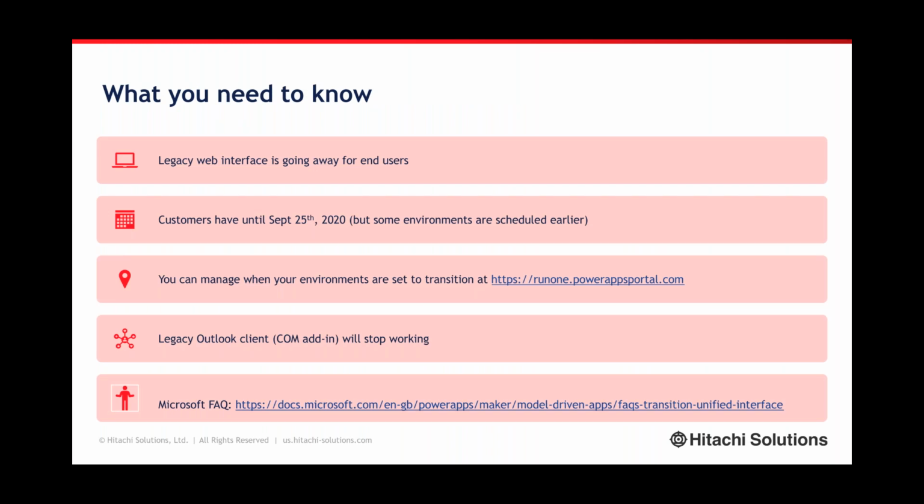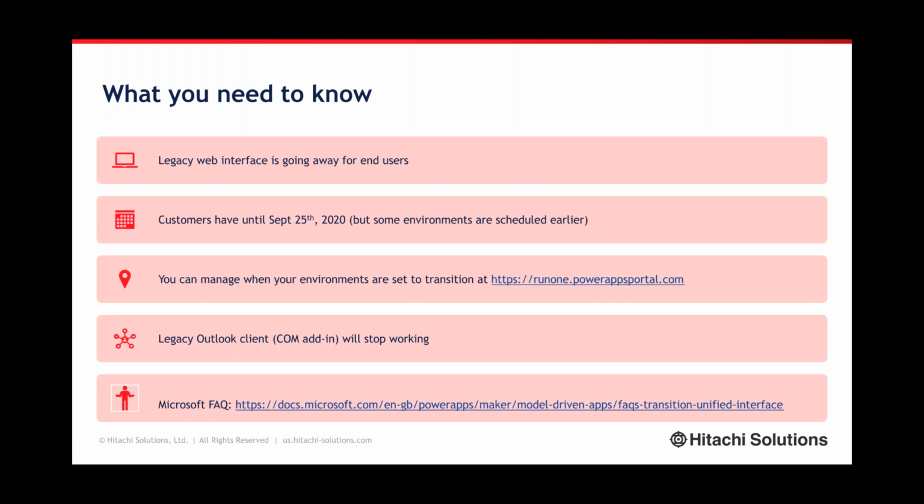Number one, legacy web interface is going away for end users in October. And so what that means is not that the settings area, not that the workflows, some of those areas will still be around, or the settings for those, or the classic UI settings will still be available. But the legacy web interface is going away for end users. And so customers have until September 25th, 2020 to make the move. Many environments are scheduled earlier than that.